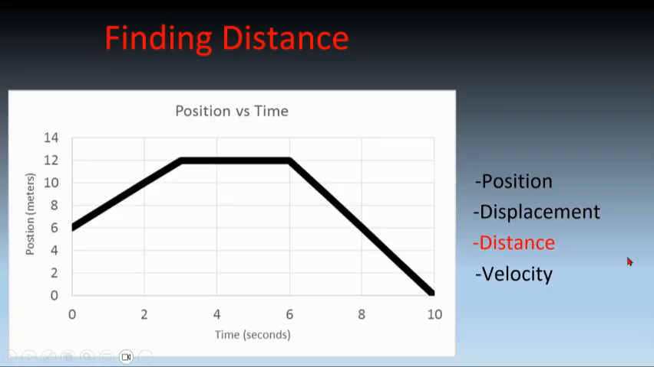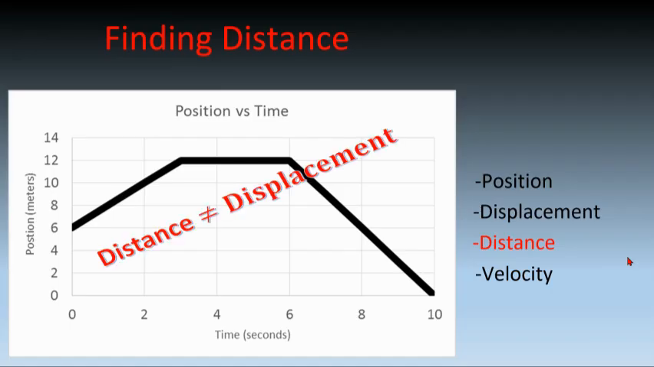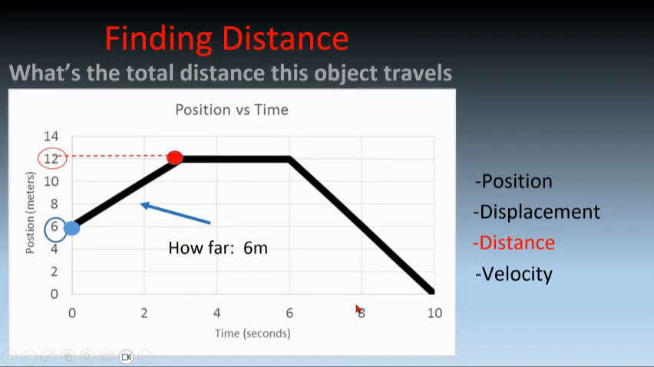Finding distance. Finding distance from a position versus time graph requires you to ask yourself, how far did the thing move? Distance is not displacement. Sometimes they're the same number, but oftentimes they're not. So how do you find distance? Well, if you have a position versus time graph that has multiple segments, like it changes directions, then you have to find out how far the thing moved in each of those segments. So we have 3 different segments.